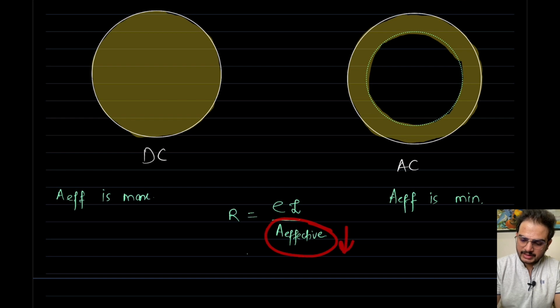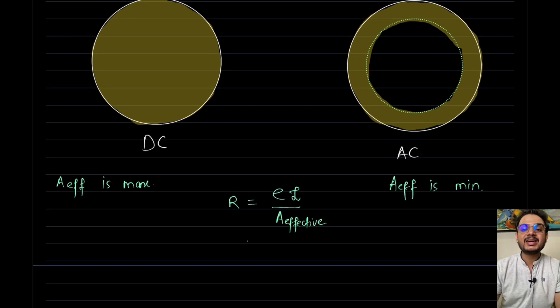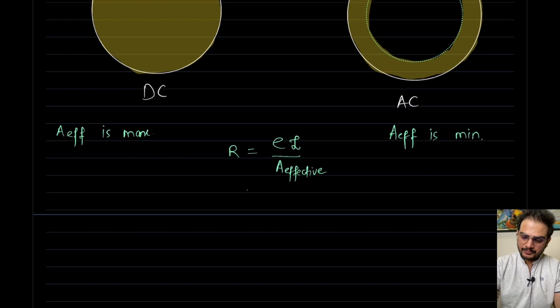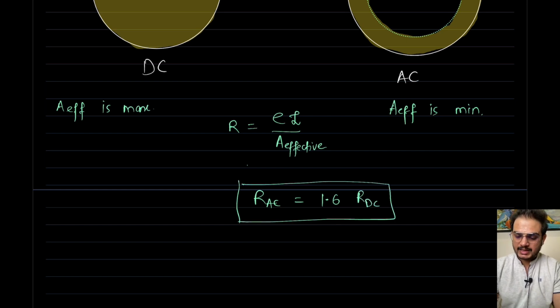It is less, that's why my resistance is more. Because of skin effect, the resistance increases by the factor 1.6 as compared to DC resistance. That's why we always say our AC resistance is equal to 1.6 times of our DC resistance. DC resistance is always less than AC resistance, but my AC resistance is always more than DC resistance.